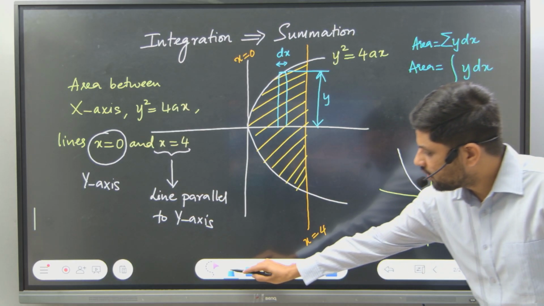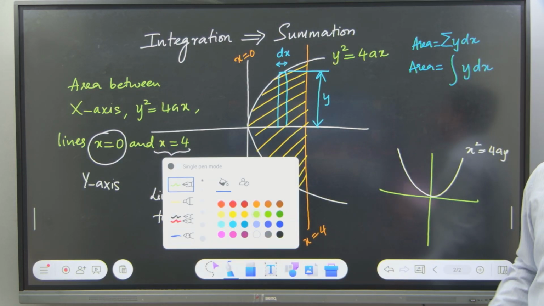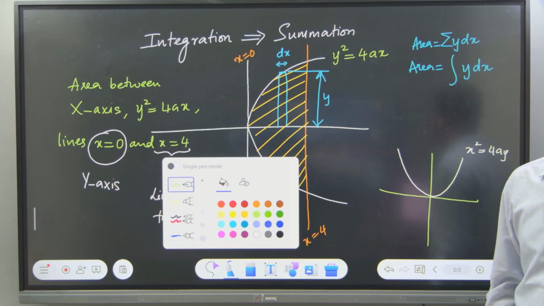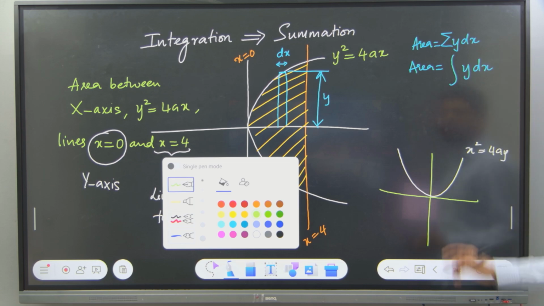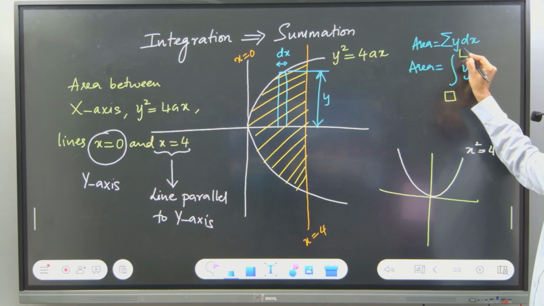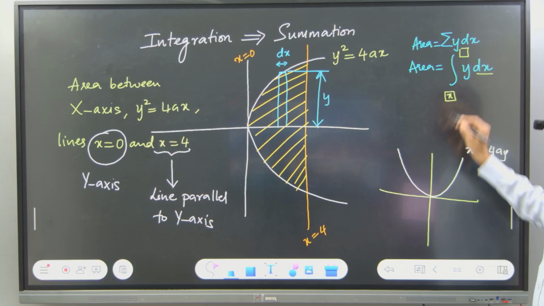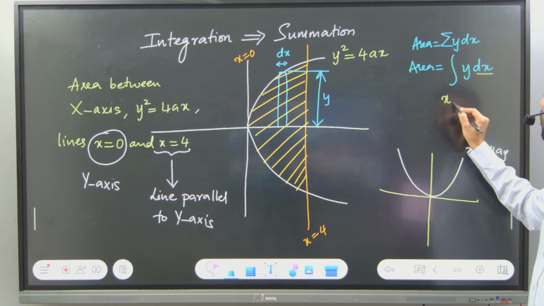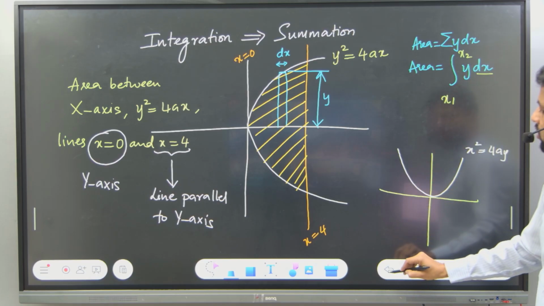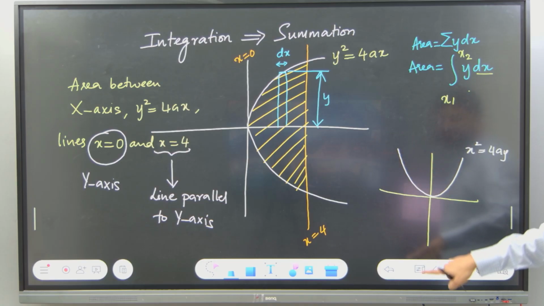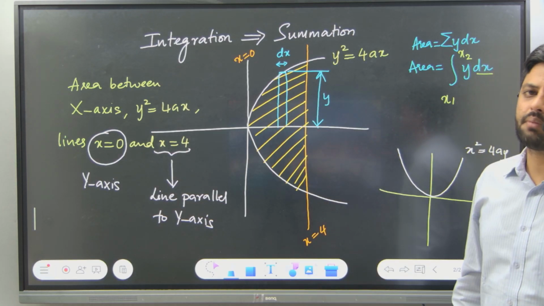Now, I am integrating with respect to what? With respect to y or with respect to x? With respect to x. So if you are integrating with respect to x, your lower limit and upper limit should also be in terms of x only, x1 and x2. How did I decide it is with respect to x? Because of this area.